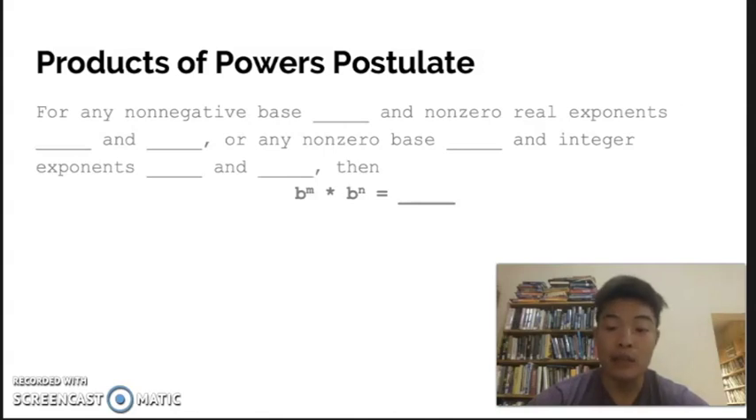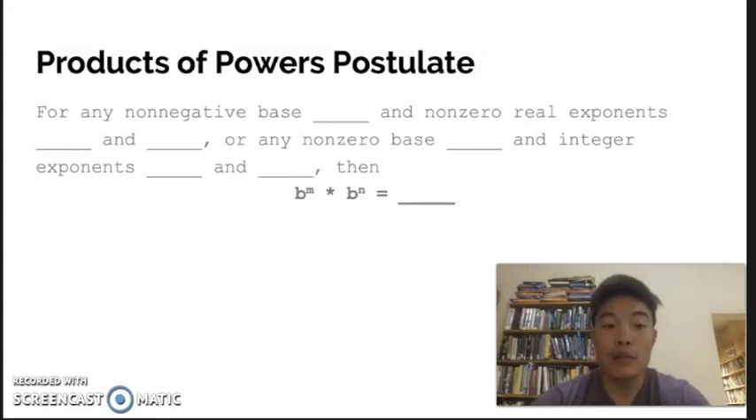So combining these 3 keywords, we know that the product of powers postulate will be a true statement of the relationship between exponential terms that are multiplied together. Let's put the product of powers postulate in its general form before we apply it to its specific examples. Let's continue by starting this statement.